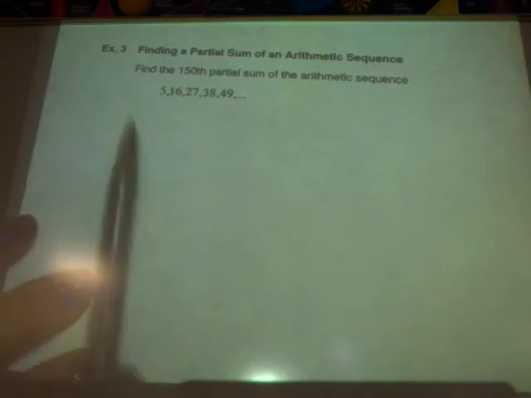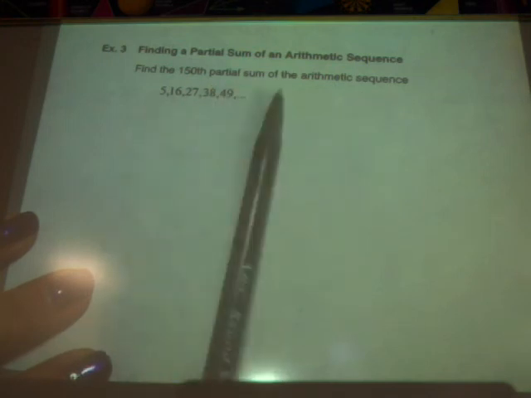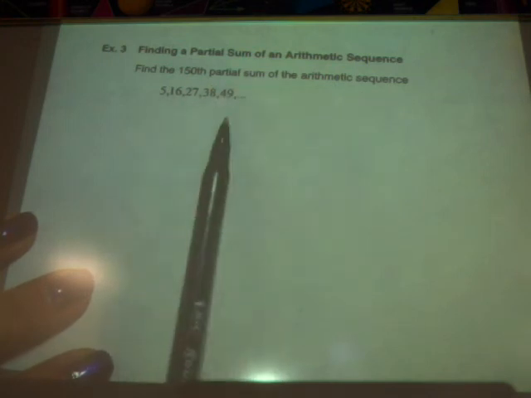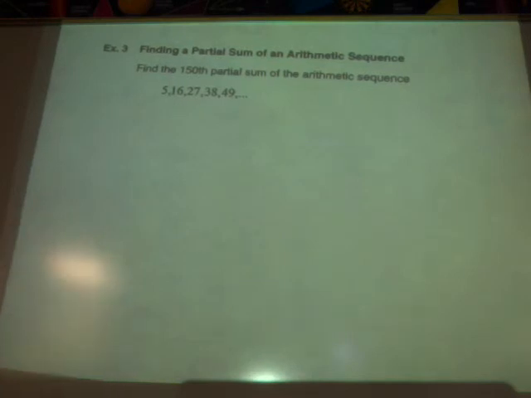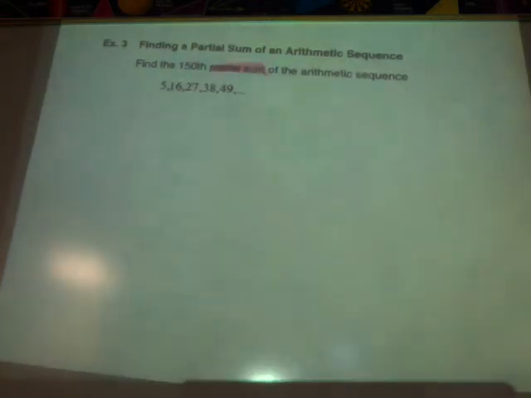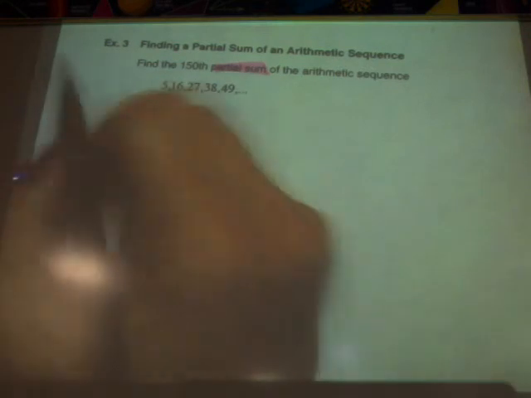All right, so we're going to find the 150th partial sum of the arithmetic sequence. The reason why it's a partial sum is what kind of sequence is this? It's infinite. It never ends. So technically, there's no sum to the sequence, right? But there is what's called a partial sum. So highlight that. We are actually finding the partial sum. And the 150th is important, right? So we're just going to do the following steps.